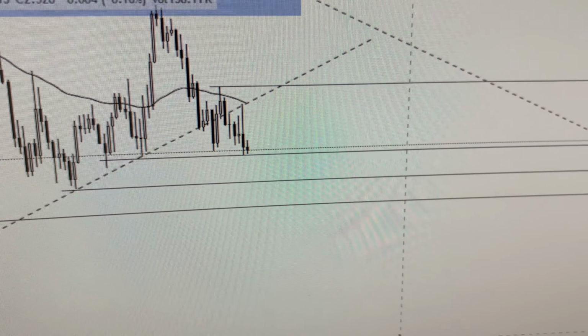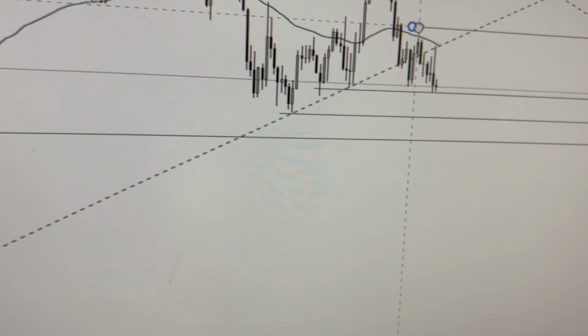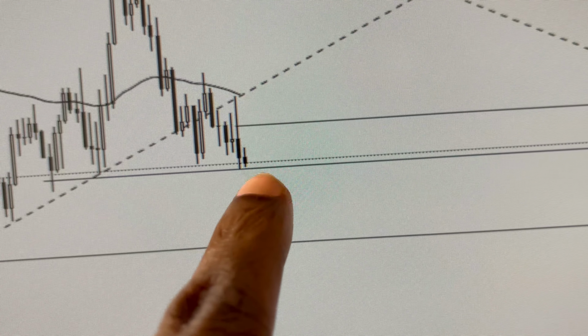This is just a 1-to-1 risk ratio, but let's wait and see. Although if we put the stop loss where ChatGPT asks us to put it, at 2.550, there will be more room for the trade, and this will be a 1-to-2 risk ratio. So this is what we are working with now. We wait for the break of this line.